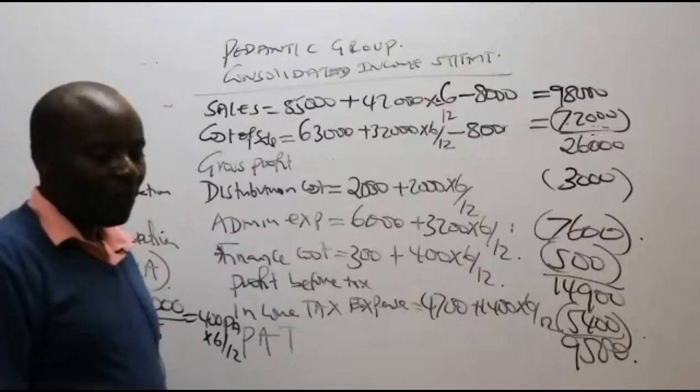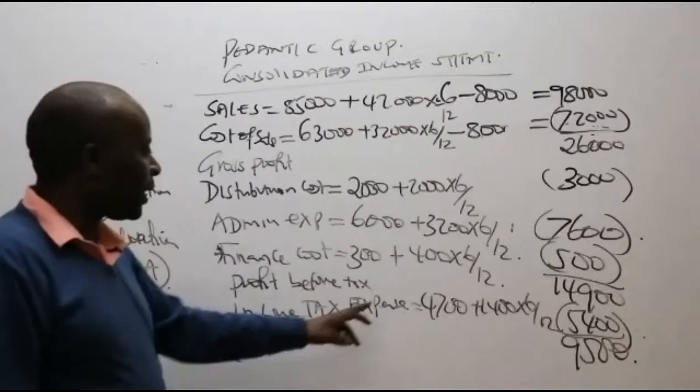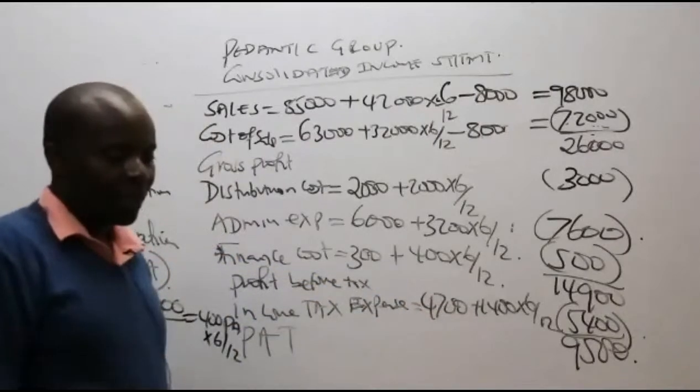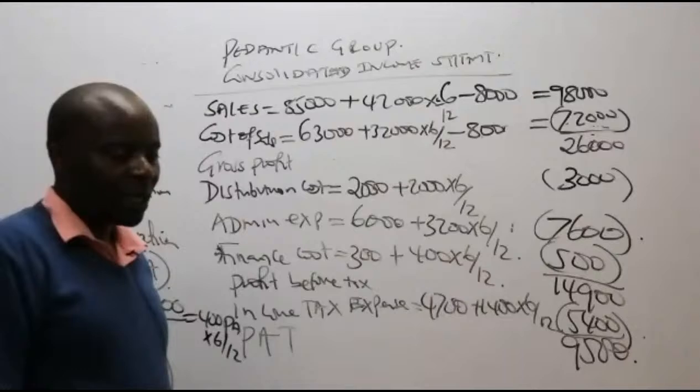Tax. It is 4,700 plus 700. That is correct. Ruben has agreed it is correct.